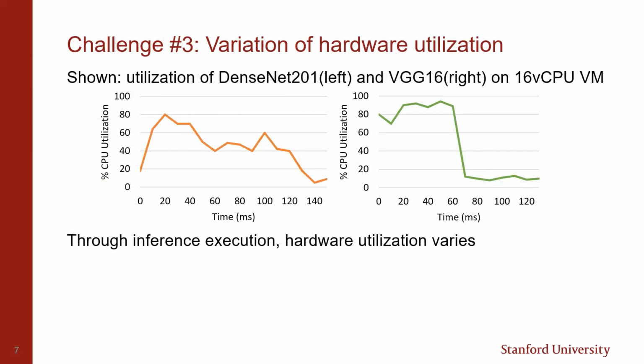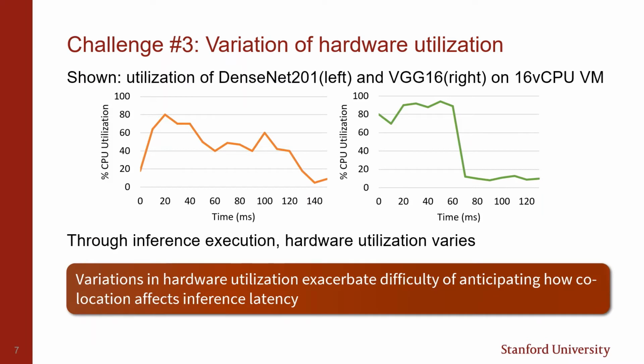Another challenge in developing an interference-aware scheduler for an inference-serving system is that through the inference execution of these inference models, hardware utilization can actually vary quite a bit. For instance, I'm showing the utilization over time of DenseNet 201 on the left and VGG16 on the right. Both models in this case are running in isolation on a 16-core CPU. What you'll notice by observing these plots is that the utilization over time actually varies quite a bit. And so the highlight here is that variations in hardware utilization exacerbate the difficulty of anticipating how collocation affects the inference latency.